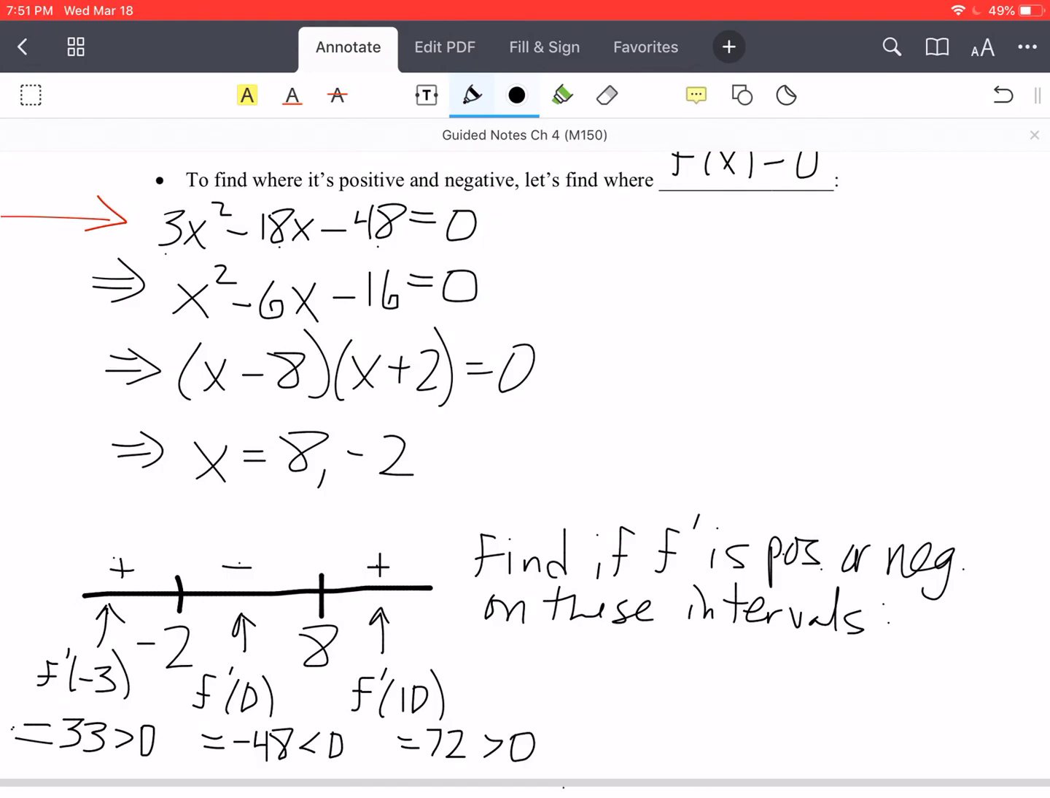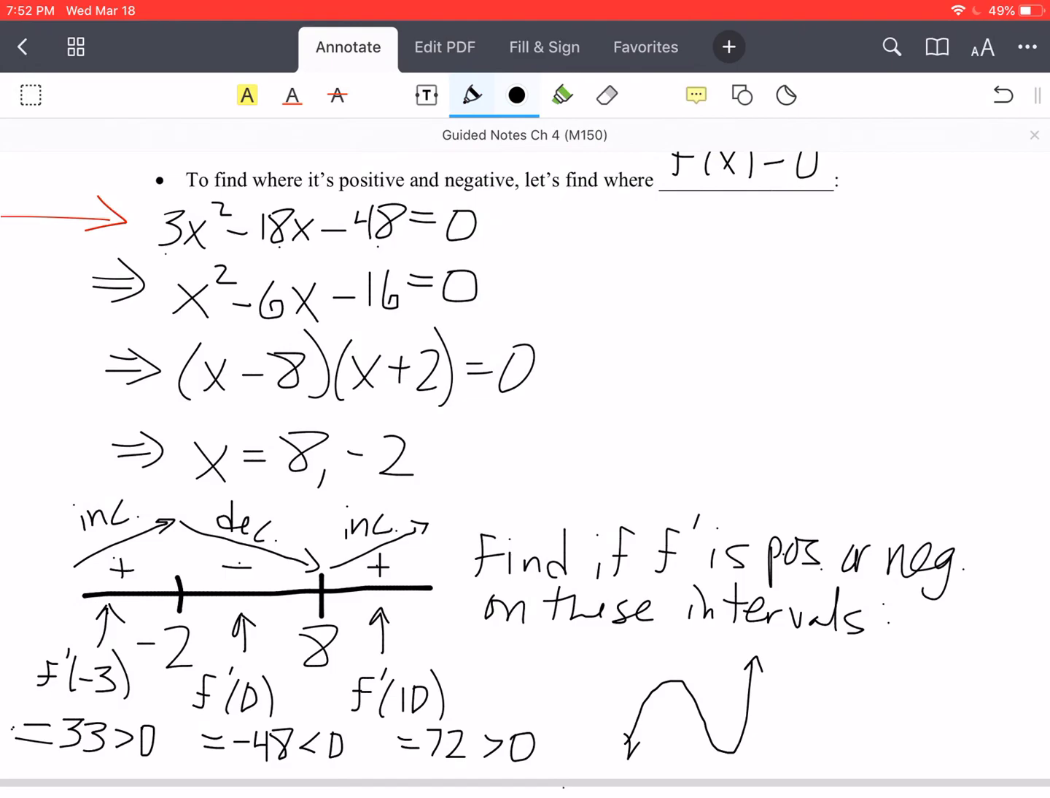So that means that since the derivative is positive, the function is increasing. When it's negative, the function is decreasing. And then positive again means the function goes back to increasing again. So now we have a nice look at the behavior of this graph. We see that it goes from increasing to decreasing to increasing, something like that. And we know from the Desmos graph that this is in fact the case.